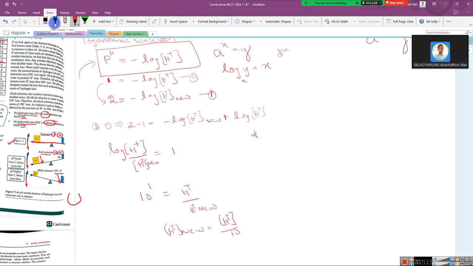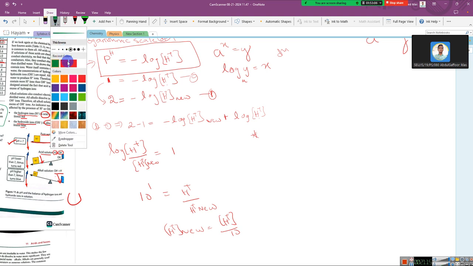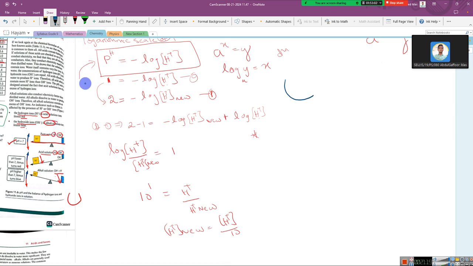Okay, let me use a different color for you. Now I have this solution, and it contains H plus. But we don't know how much H plus exists in this solution, but we can measure the pH. If we measure the pH, it is equal to, let's say, 1.